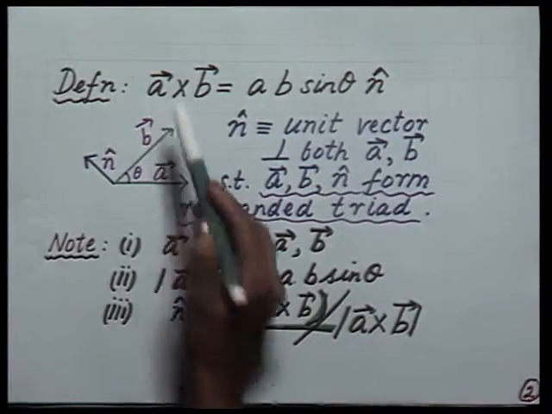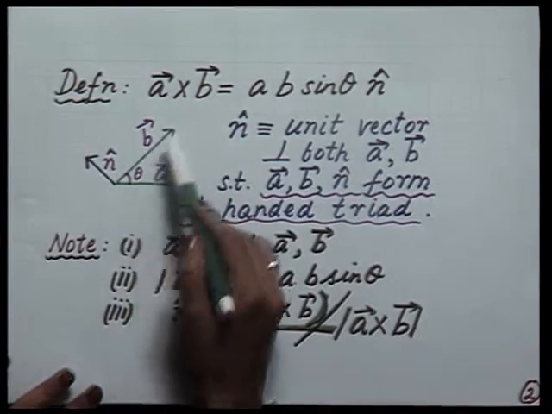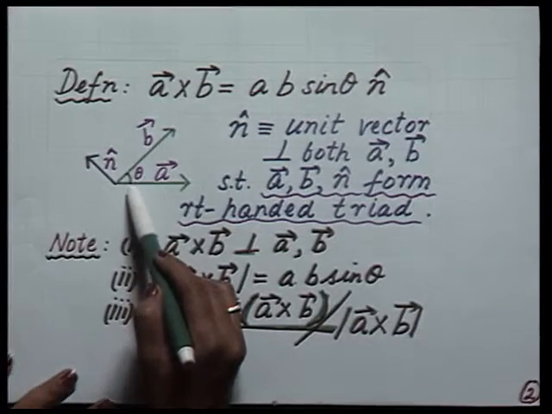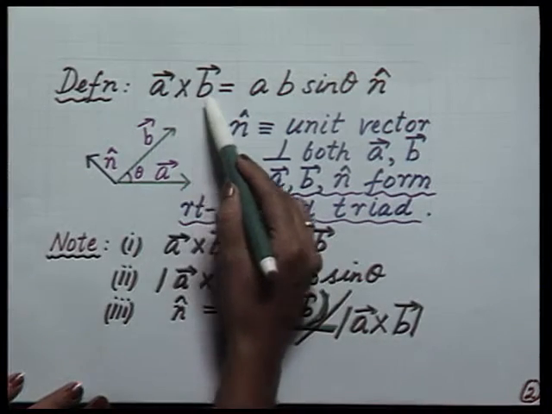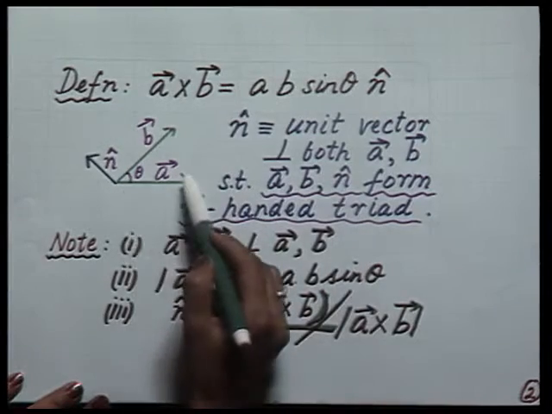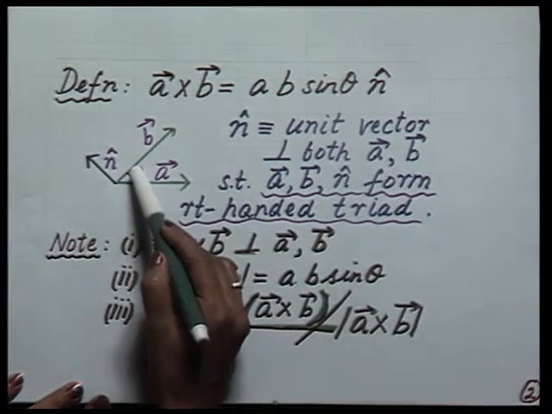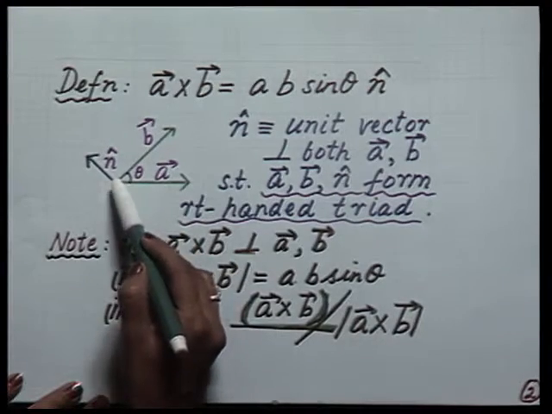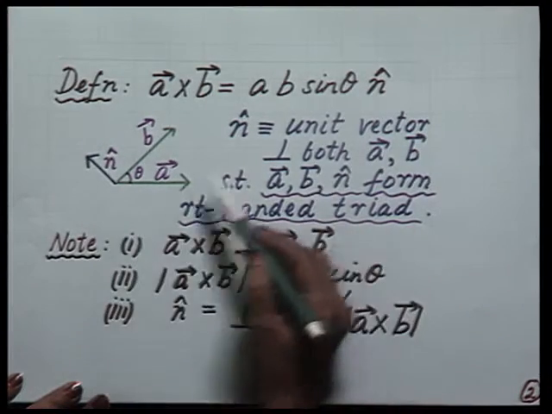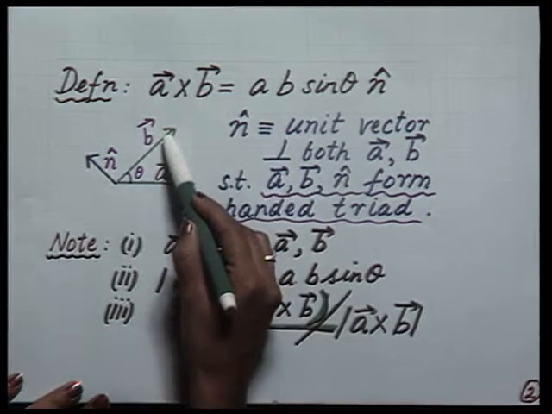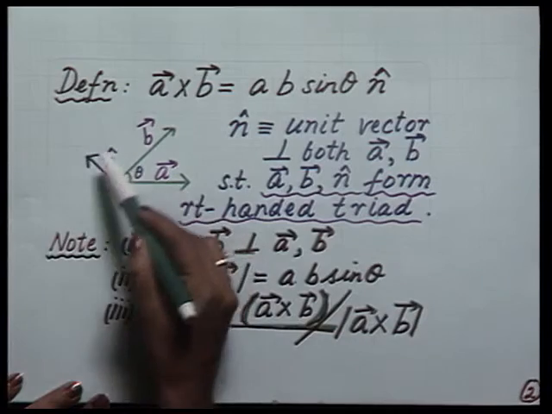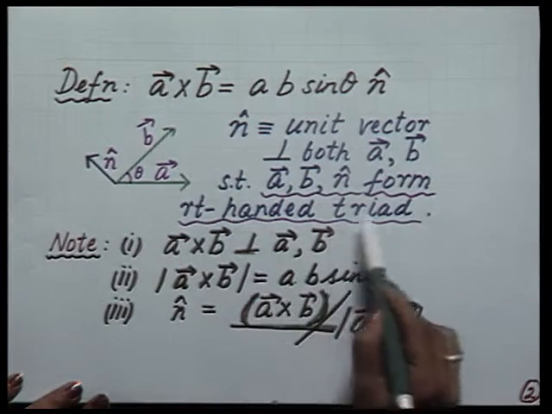In this episode, we shall define another way of multiplying two vectors known as the cross product or vector product, because this product gives us a vector. Here is our definition. If A and B are two vectors and the smaller angle between them is theta, then A cross B is defined as the magnitude of A into the magnitude of B into sine of the angle between them into the unit vector n, which is perpendicular to both A and B, in such a way that A, B and n form a right-handed triad.